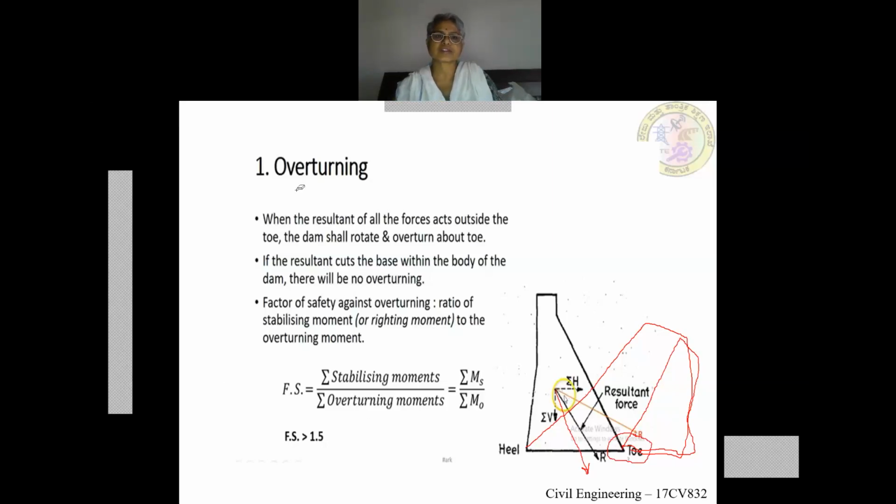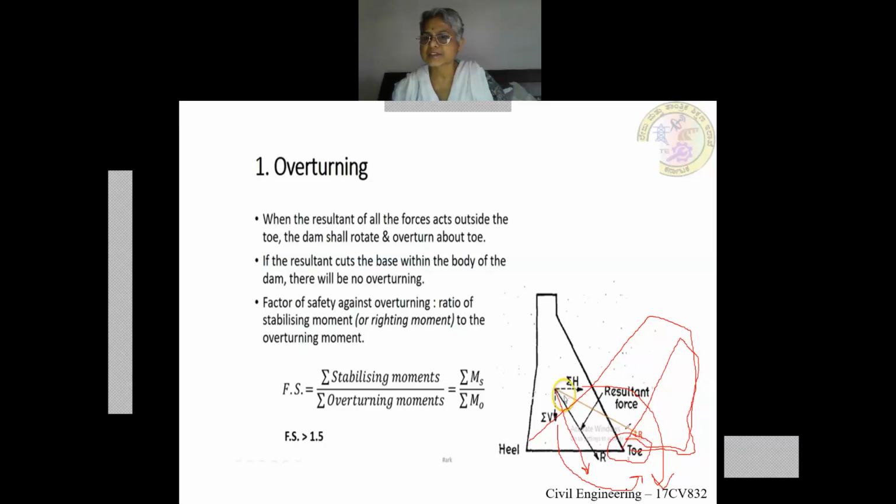This is what is called an overturning moment, and this horizontal force will produce moment in this direction, and this vertical force will produce moment in the opposite direction. So this is called overturning moment and this is called resisting moment. If the resultant cuts the base like this, then there will be no overturning.